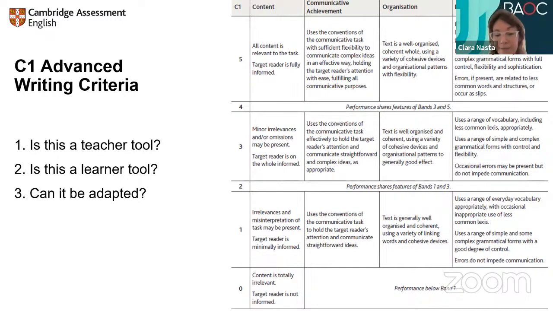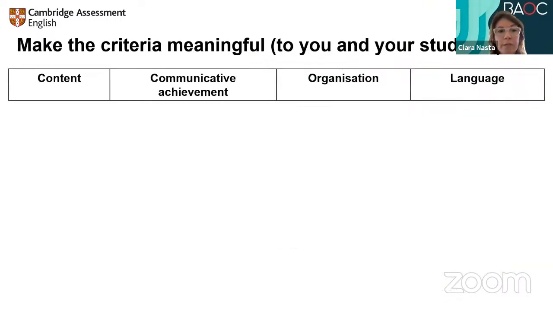Okay. All right, so as we said, there are 4 areas here. This is common to C1 and B2. There is another set of criteria for B2, but the areas are basically the same. So in order to make good use of it, let's concentrate first on understanding. Make the criteria meaningful to you and your students.